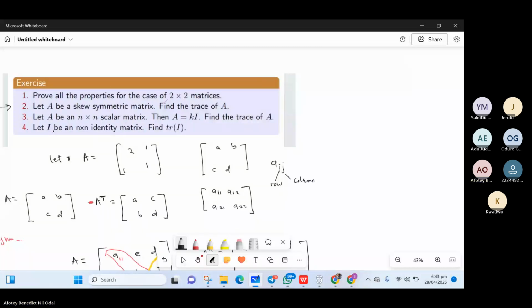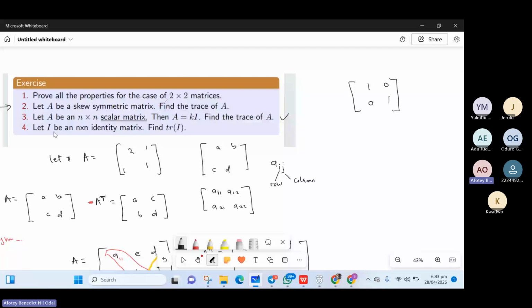So A is a scalar matrix. When you are given a question like this, don't bother using a 3 by 3 matrix. As much as possible, use just a 2 by 2 matrix. So let's use a 2 by 2 matrix. The reason I'm using a 2 by 2 matrix is because it has been stated in the question that A is a scalar matrix.